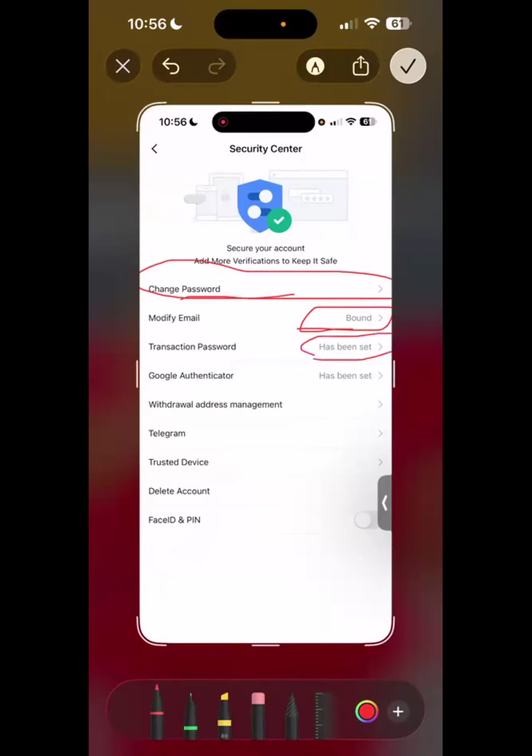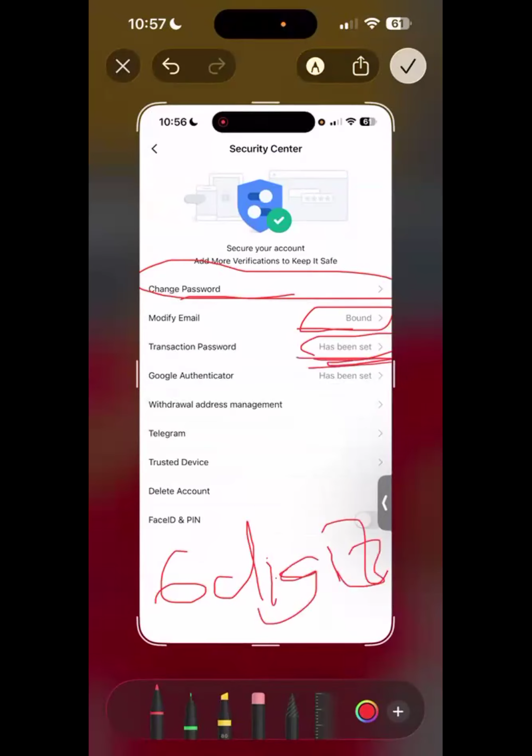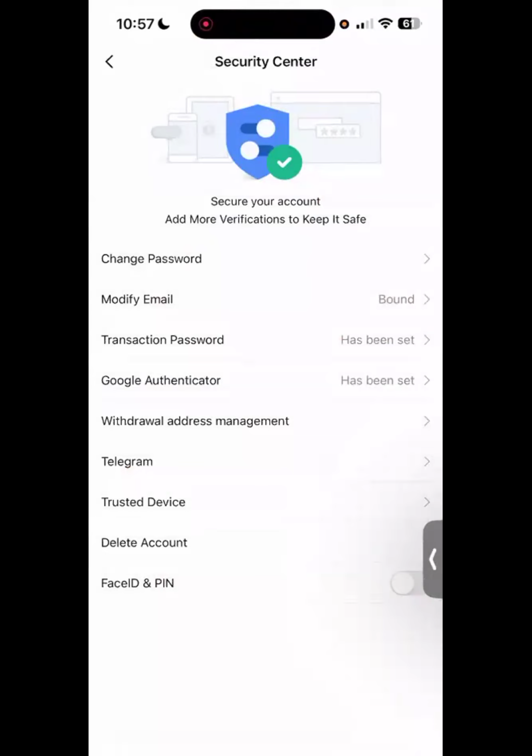Transaction password. This is 6 digits that you need. Anytime you want to withdraw, you are going to be asked to input these 6 digits. Then Google Authenticator. One can set it to provide extra security to their account. Then withdrawable address management. Okay. So when you tap on it, you'll be able to add so many wallet addresses. So anytime you want to withdraw, you use those addresses. You wouldn't need to go to your exchange to go and copy.